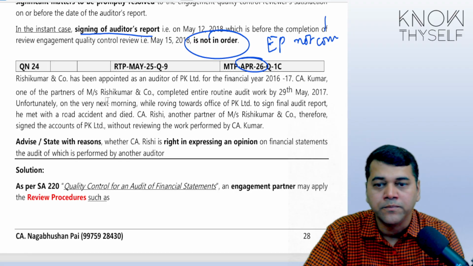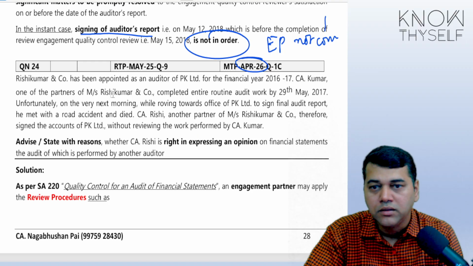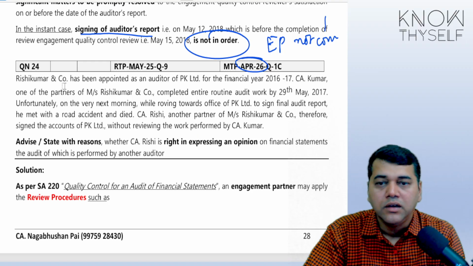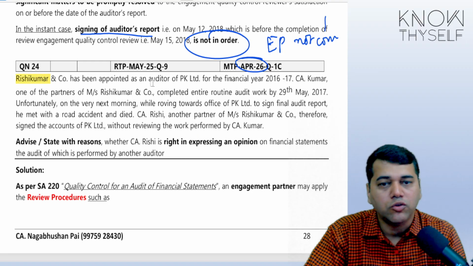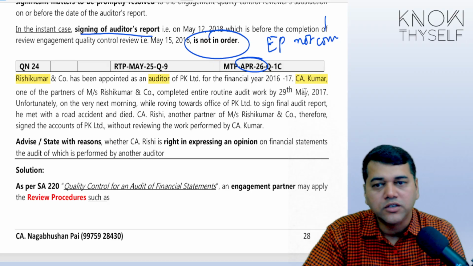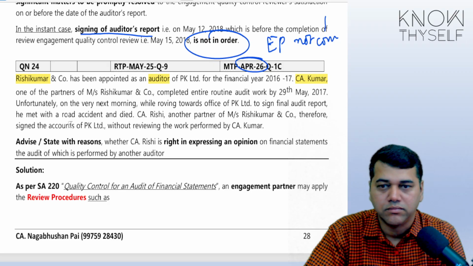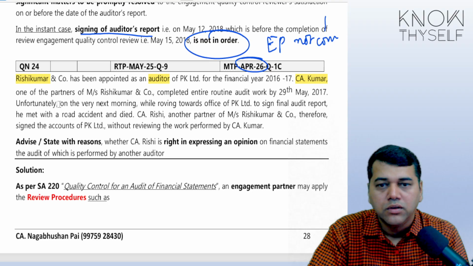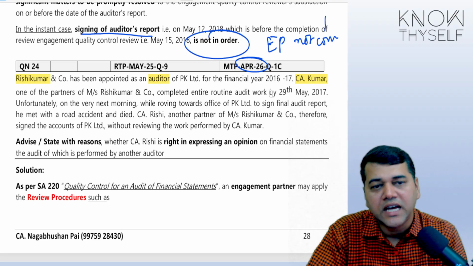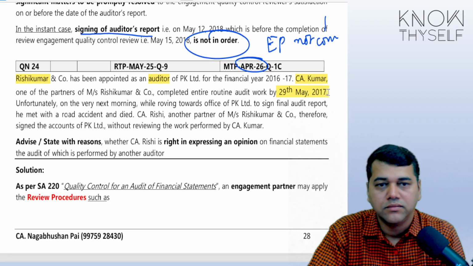It came again in your recent April 26 RTP, MTP also. I told you, it is a time bomb; in any exam it can come. Rajkumar and Co was appointed as an auditor. Now CA Kumar is one of the partners of the firm. There must be 2 partners, I believe. Now, he completed the entire work on 29th of May.